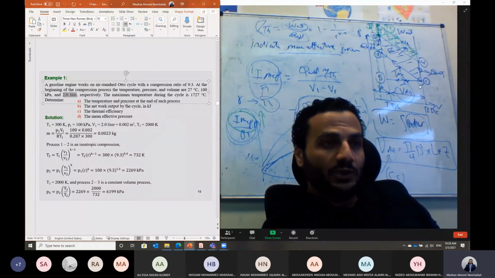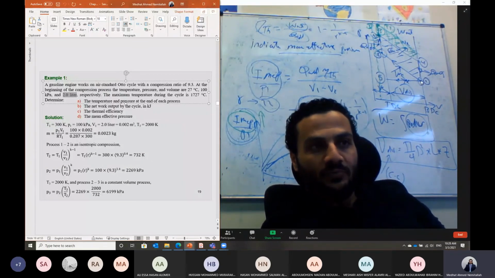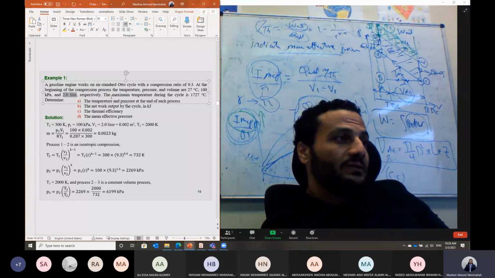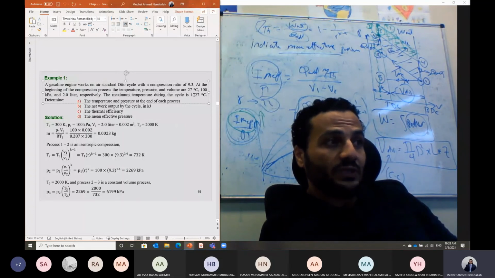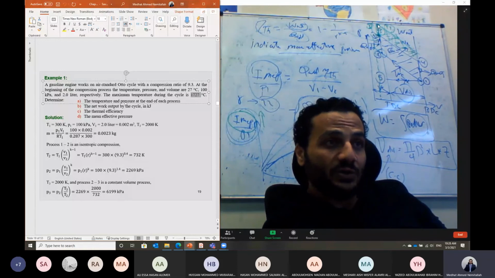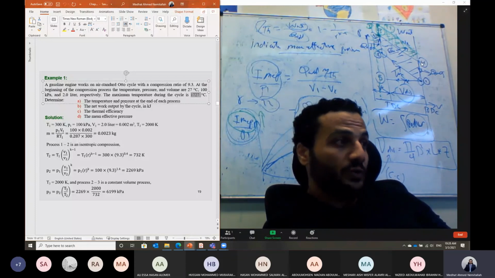Volume at the beginning of the compression stroke, which is at point 1, is the cylinder volume V1. We need to calculate the maximum temperature of the cycle, which is given as 1727, the temperature at point 3. And we need to calculate the pressure and temperature at all points, starting from 1 until we reach 4.